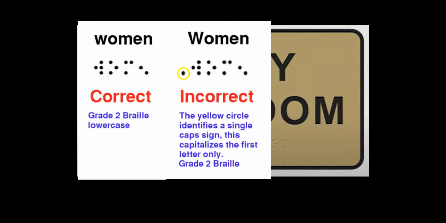In the next example, grade 2 Braille is improperly used, contrary to what the standards require. There is a dot with the yellow circle around it to call it out for you. This dot is there to identify that this word is capitalized. But since the word women is not a proper noun or name, it is an incorrect use according to the standards.